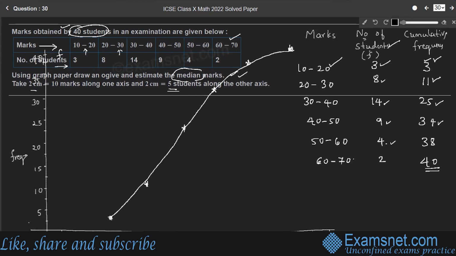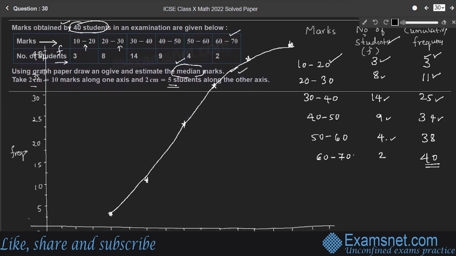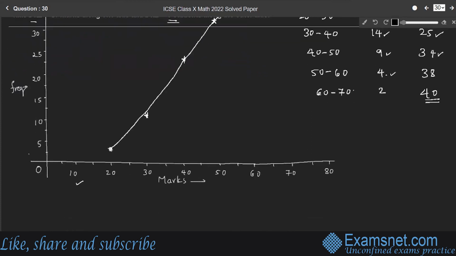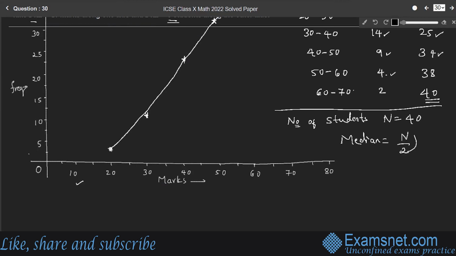Here the question is to find the median of the distribution. For the median, we need the number of students. I'll take the calculation part here. The number of students n is equal to 40. So the median of the distribution is the n by 2th term. N by 2th term is called the median. So n by 2th term means 40 by 2th term, which is the 20th term.